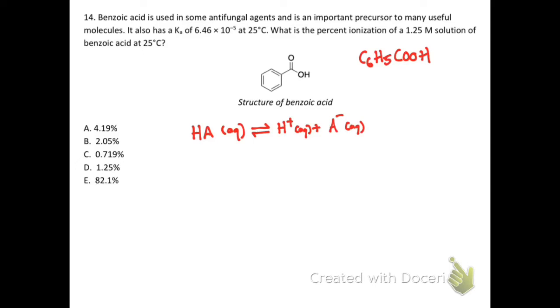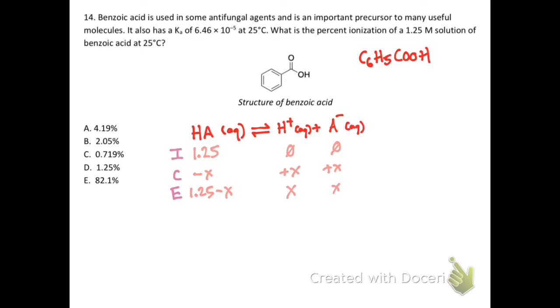So anytime we want to know how much of a weak acid is going to dissociate, when in doubt, ICE it out. And we're starting with 1.25 molar of the HA, 0 of the H plus, and 0 of the A minus. Our change is going to be minus X, plus X, and plus X to leave us with X and X for our two products, and 1.25 minus X for our reactant.